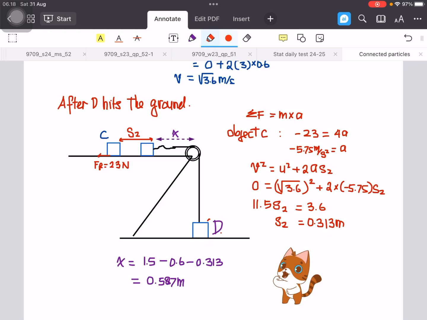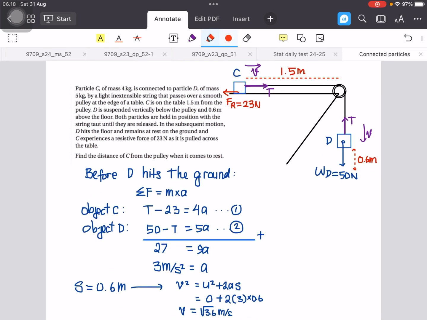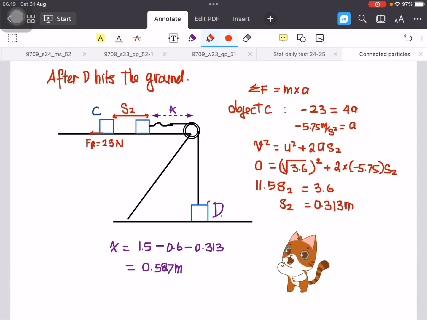And then the question asks to find the distance of C from the pulley when it comes to rest. So since initially particle C is 1.5 meters from the pulley, now the distance of particle C from the pulley becomes 1.5 minus 0.6 meter S1 minus S2 0.313. The final answer is 0.587 meters.